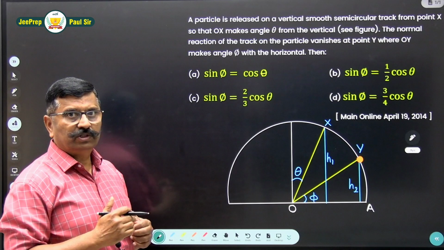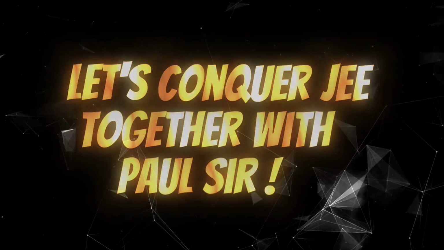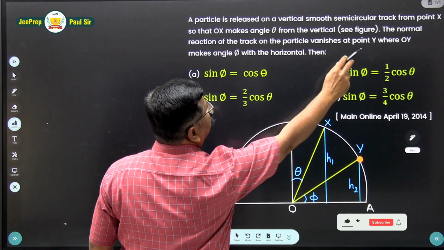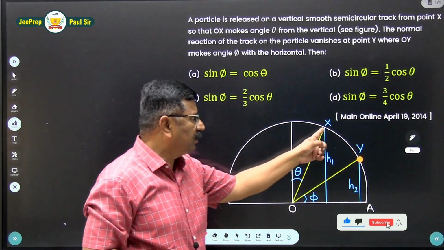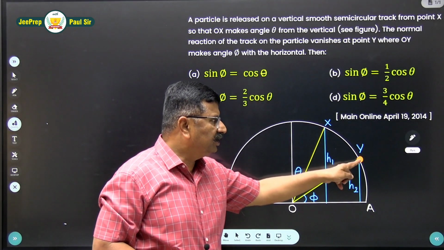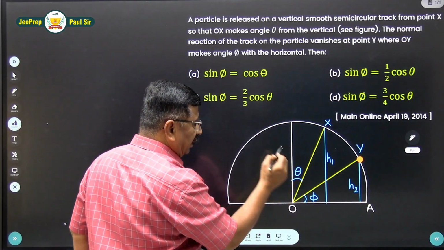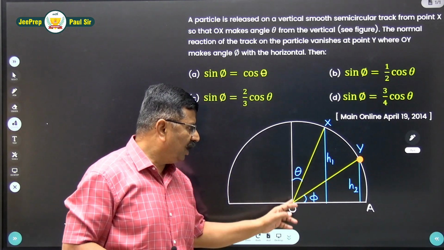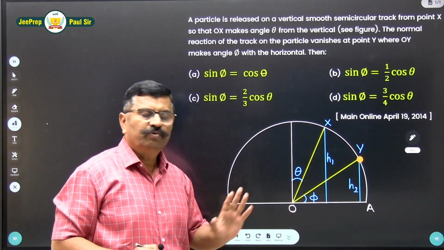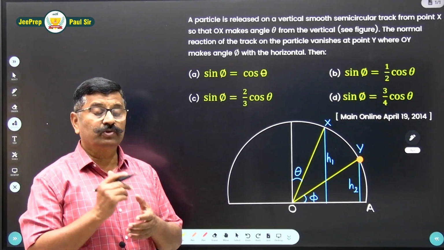Now, how to work out this problem and what is the methodology? A particle is released from a vertical smooth circular track from point X. There is one particle at point X, and that particle is being released from point X. When it reaches Y, its normal reaction is 0. Let OX make an angle theta with the vertical and OY make an angle phi with the horizontal, as shown in the diagram. We want to find the relationship between theta and phi. Now, how to solve this problem?